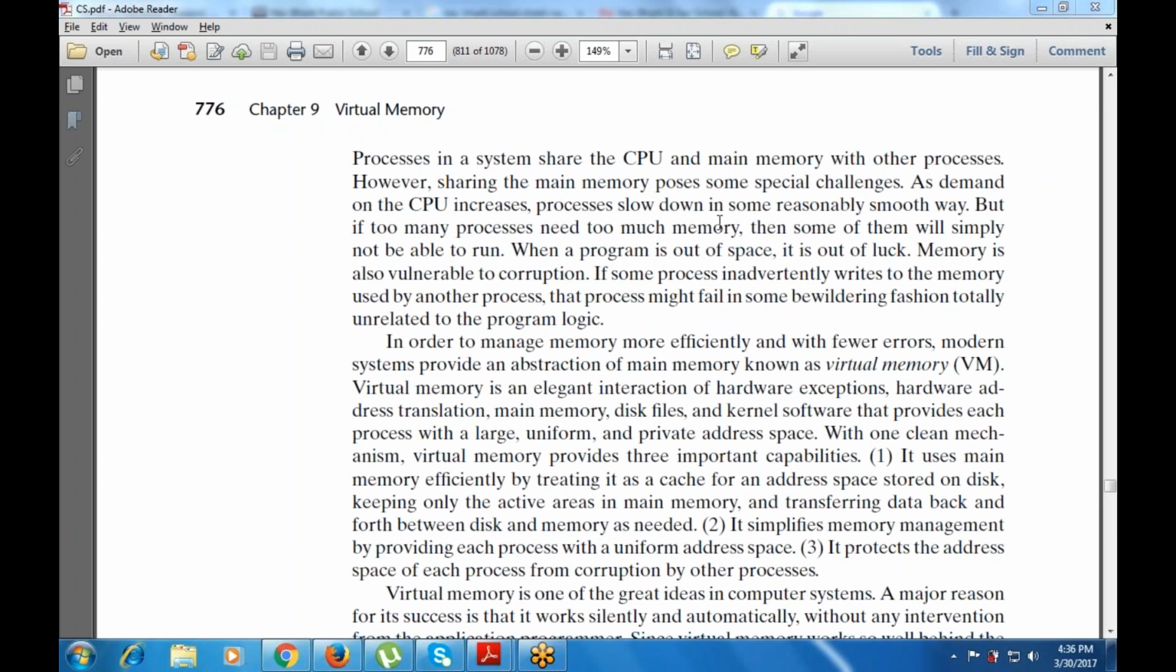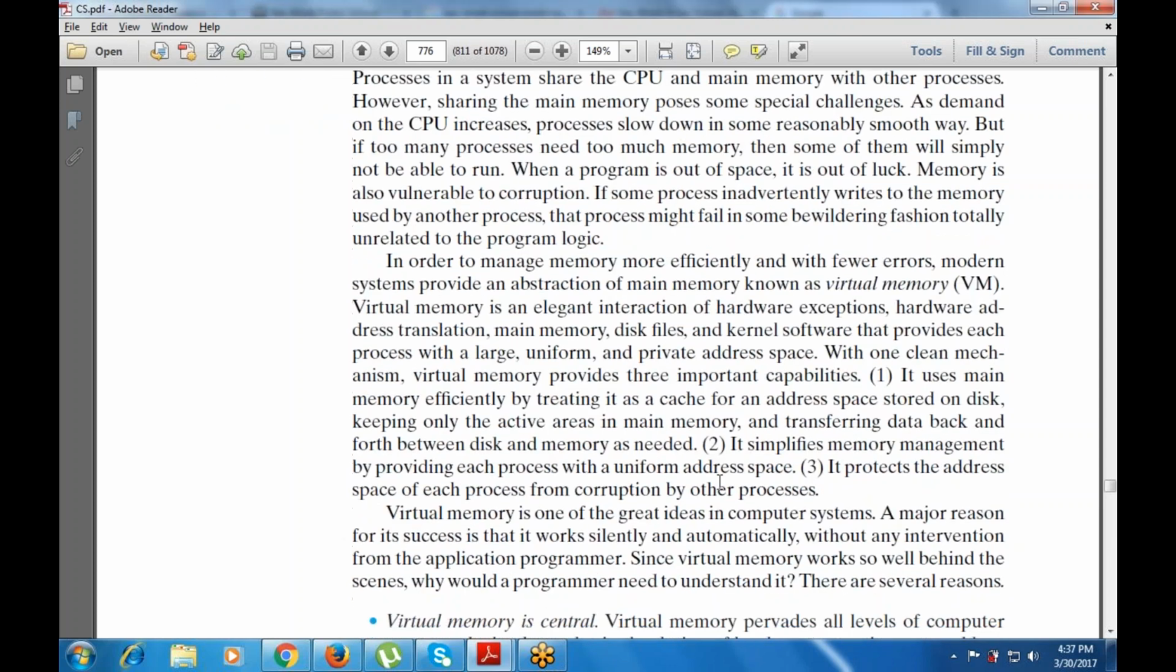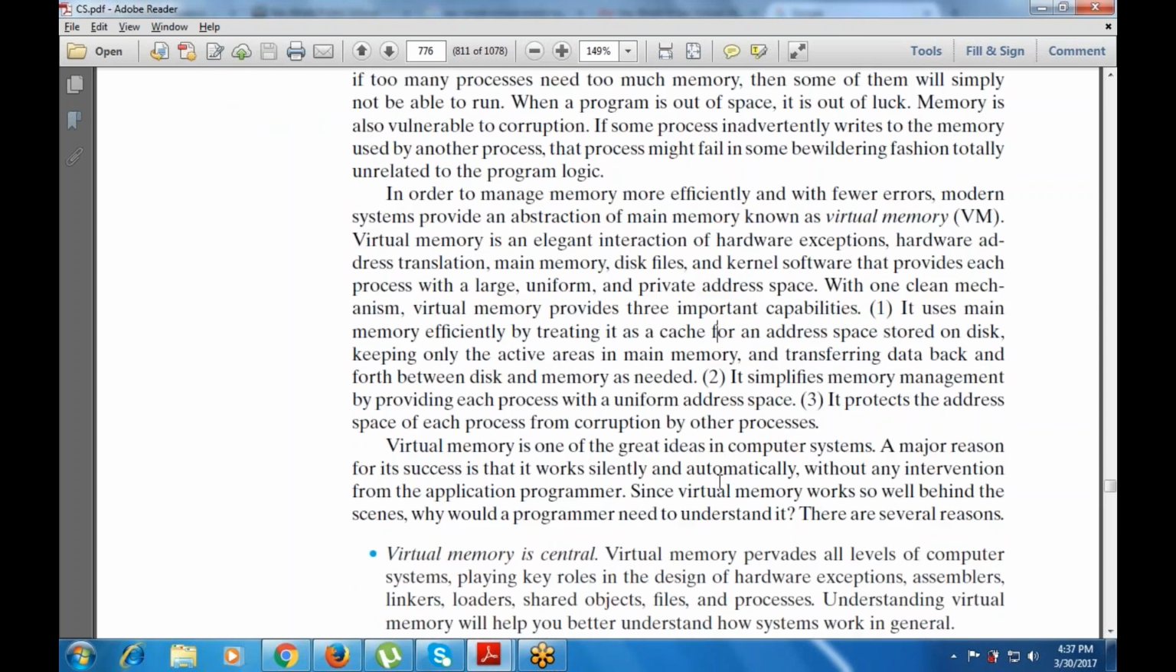Second, it simplifies memory management by providing each process with a uniform address space. Third, it protects the address space of each process from corruption by other processes. Virtual memory is one of the great ideas in computer systems. The main reason for its success is that it works silently and automatically without any intervention from the application programmer.